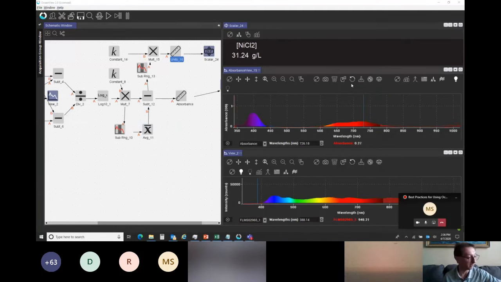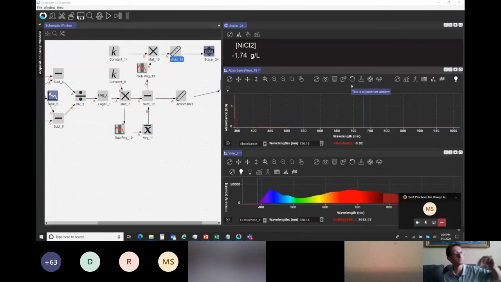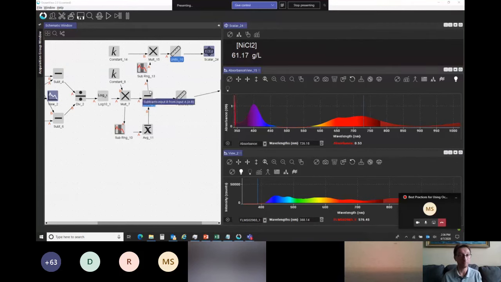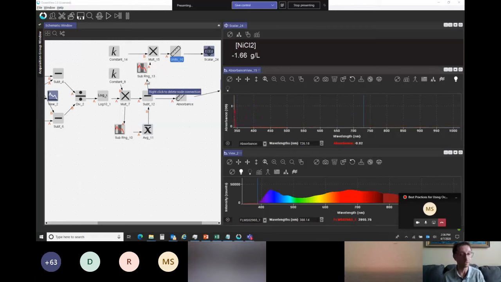39.98, 40 right there. Let's throw in one of our 60s. There's a 60. And there's 60. So now we're very quickly getting an answer about these solutions that is very important for this nickel plating process, so we can quickly adjust the dilutions.